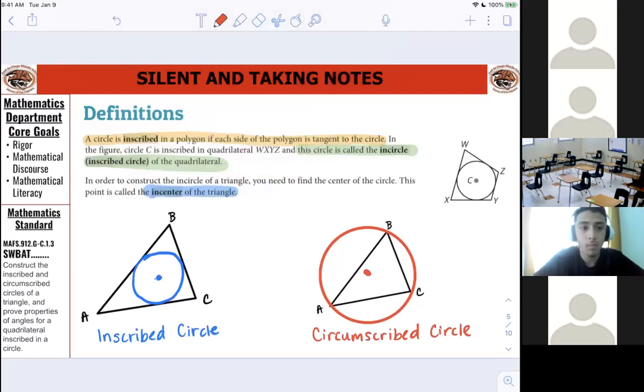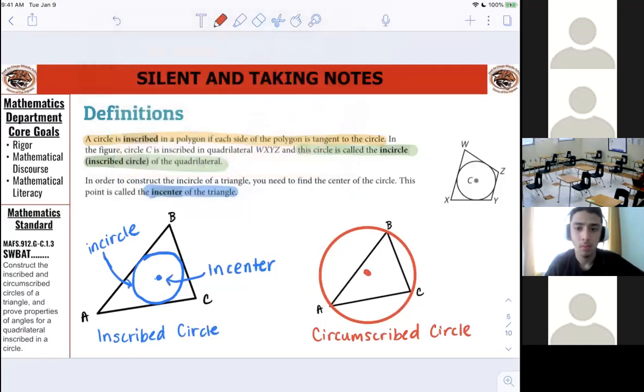Now on the left, what is the center called? The point. Incenter. And the actual circle? Inscribed. Nope, look back at the definitions. What's the actual circle called? Circle C. Nope. Incircle. Yeah, incircle. Oh, I mixed them up. So the circle is the incircle. The incenter is the actual point in the middle.